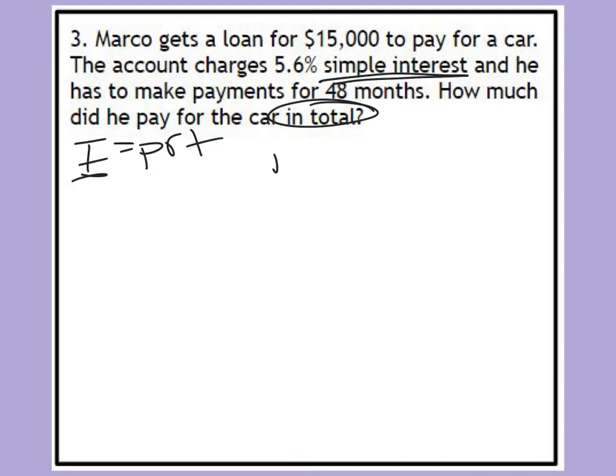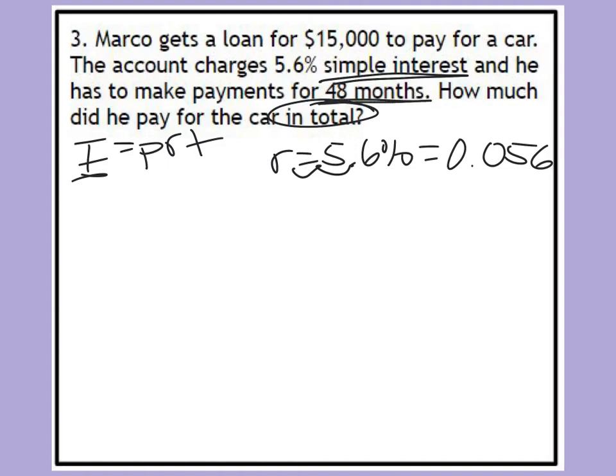Now I need to change my rate from a percent to a decimal, 5.6%. I'm going to move the decimal point over 2 places or divide by 100. And I'm going to be left with 0.056 as my decimal. I also noticed that the time is in 48 months. It has to be in years, so I'm going to do 48 divided by 12, because that's how many months are in a year. 48 divided by 12 is going to get us 4 years. So now I'm all set to put this in my formula.